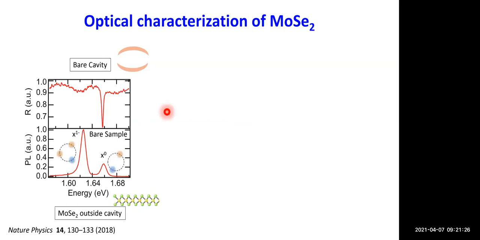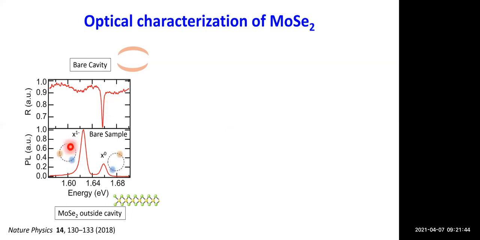So here we have the reflectance spectrum of the bare cavity. This basically shows a dip at the cavity resonance around 1.66 eV. And the line width of the resonance is around 3 meV, giving you a quality factor of roughly 550.